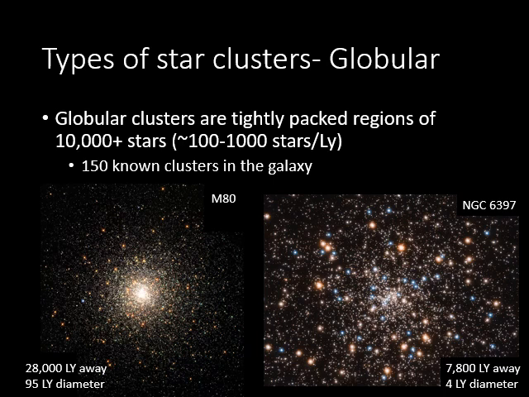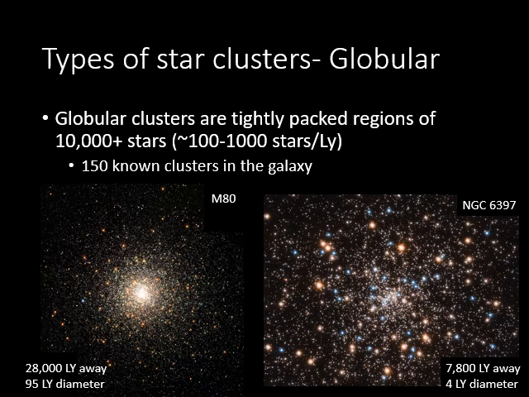Now, let's compare that to the solar neighborhood. If we think about our sun, the nearest star to us, Proxima Centauri, is about 4 light years away. So in the solar neighborhood, we have one star every 4 light years. In globular clusters, you can pack as many as 1,000 stars into 1 light year's distance.